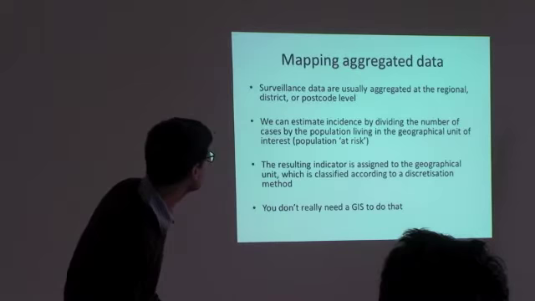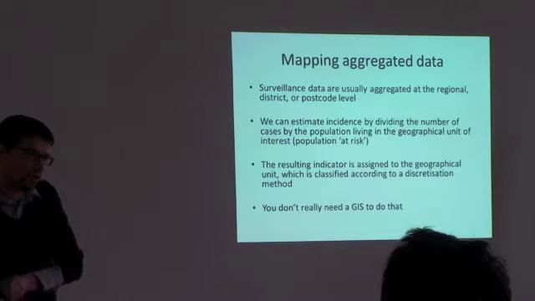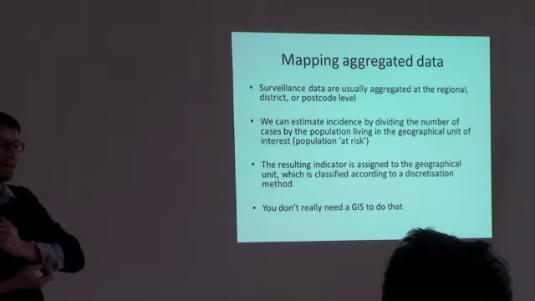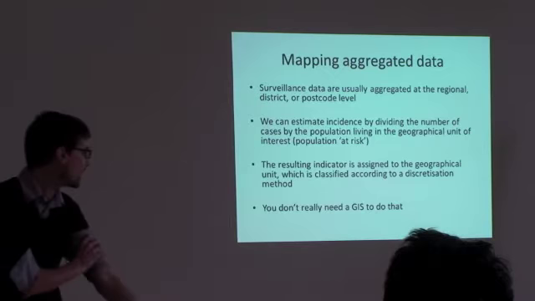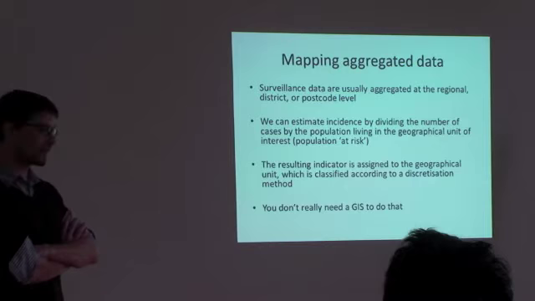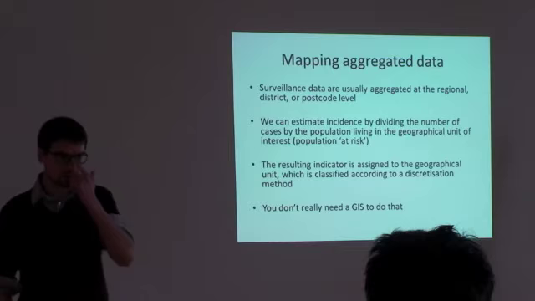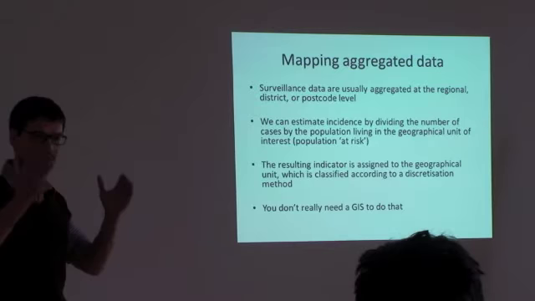So in our daily work, as I think you mostly work in surveillance units, or at least you deal with surveillance, we usually are dealing with data that are aggregated at the regional, district or postcode level. Okay? And what we often do is to estimate incidence by dividing the number of cases per district or per geographical unit by the population at risk. One of the resulting indicators, which is often used by us, is the incidence. And we can classify the different districts in a class or category according to the incidence.